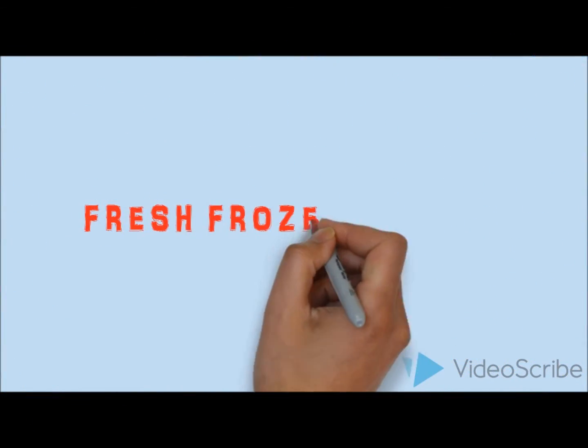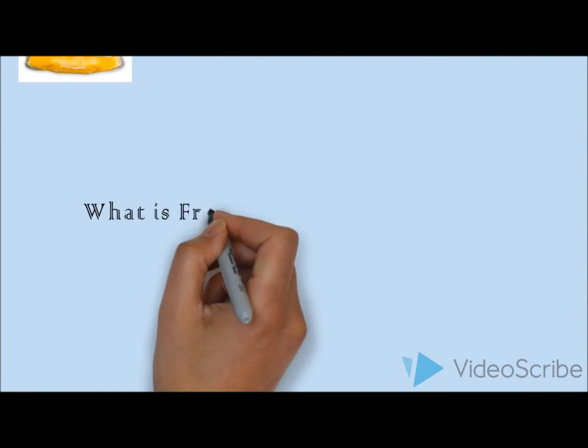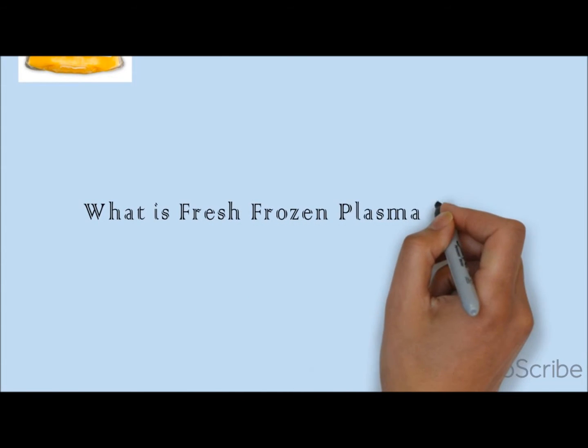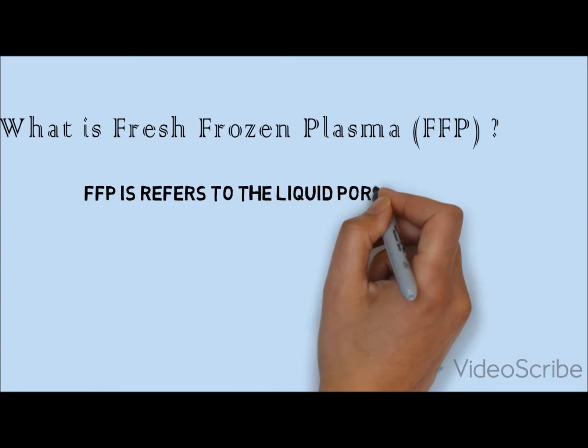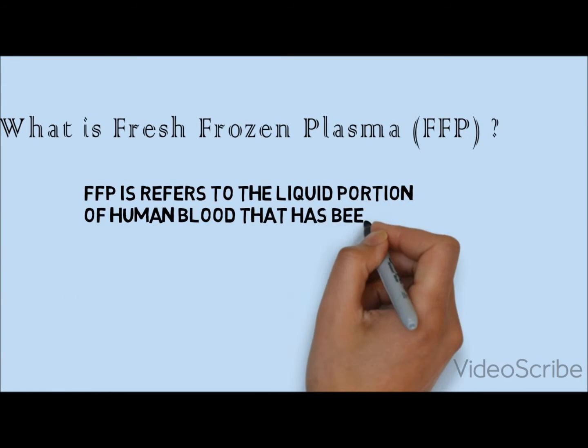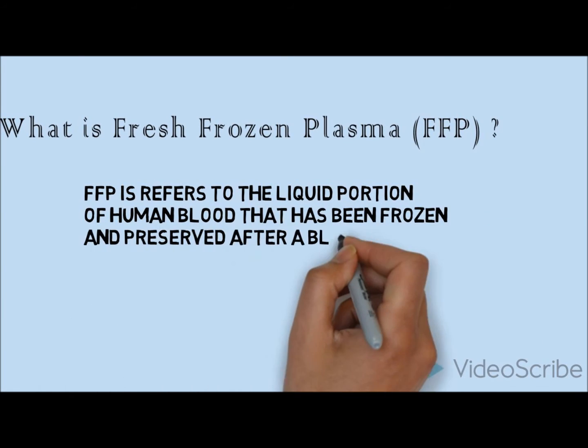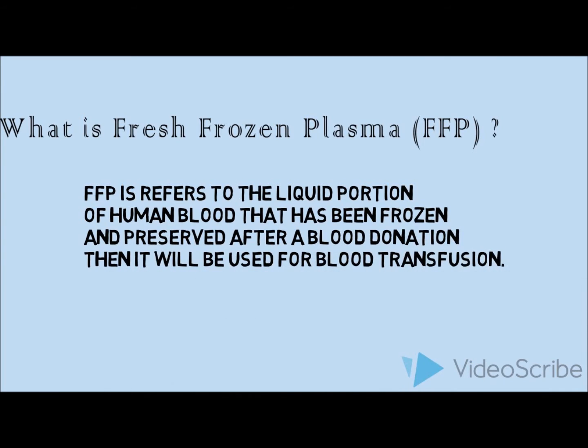Hello everyone, today we are going to present about the fresh frozen plasma. So what is the fresh frozen plasma or FFP? FFP actually refers to the liquid portions of human blood that have been frozen and preserved after a blood donation. Then it will be used for blood transfusion.